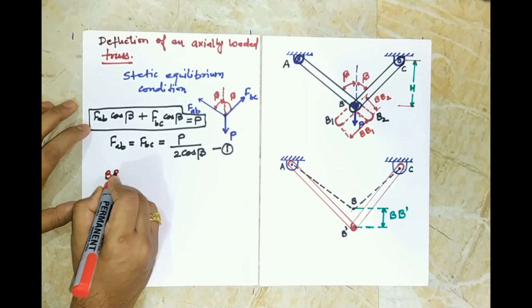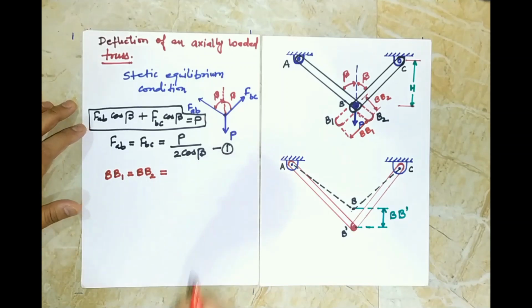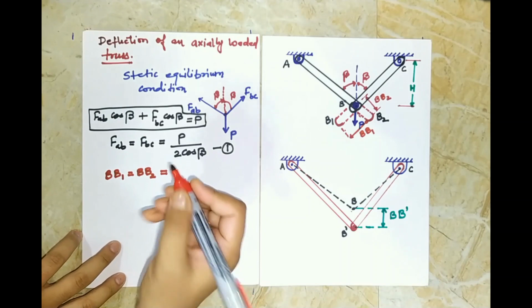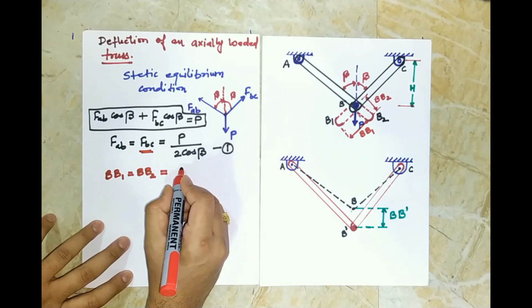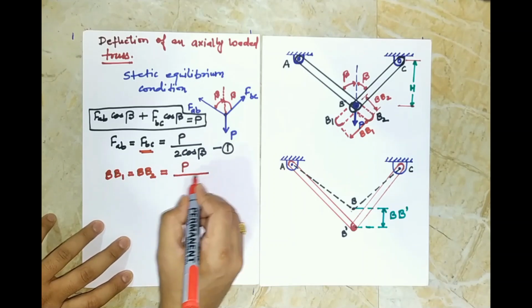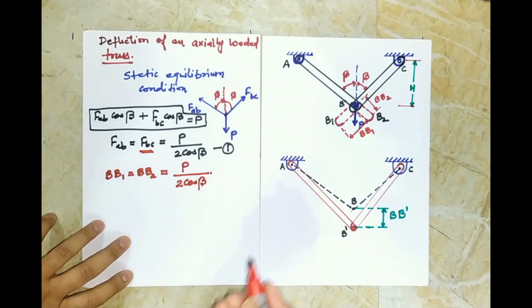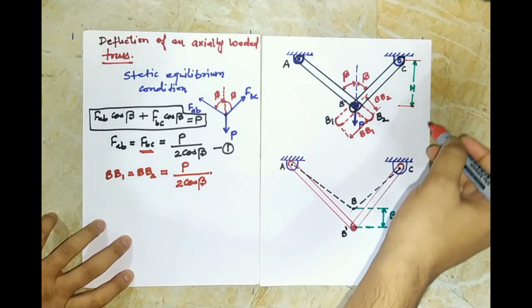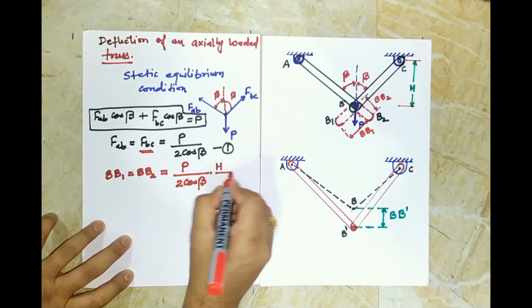BB1 will be equal to BB2, which will be equal to, as we have studied, the change in length equal to PL upon AE. We have already studied that. So what is P here? P is the load, so the load acting will be P by 2 cos beta. Now what is L? This H is given, so the length of this will be H by cos beta.